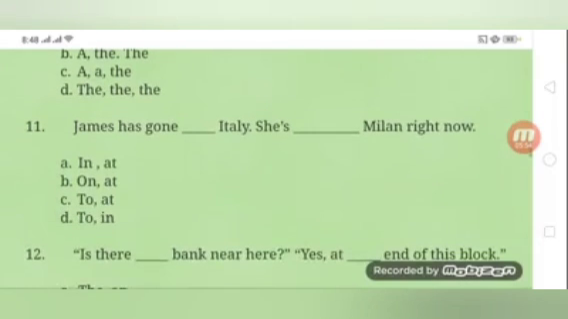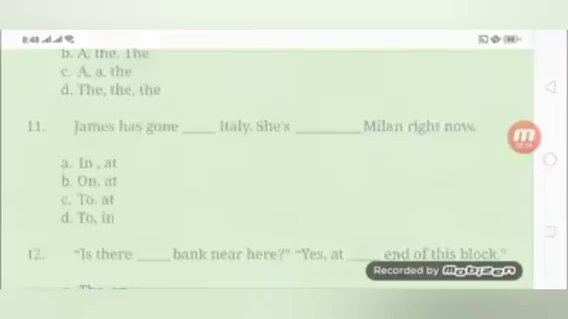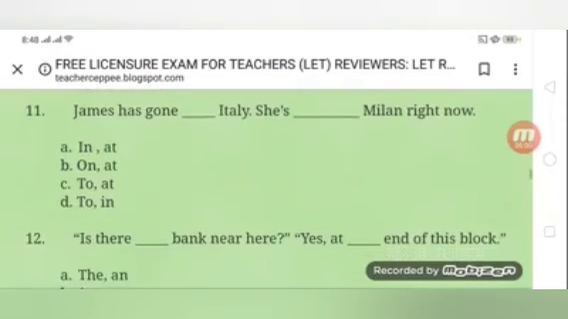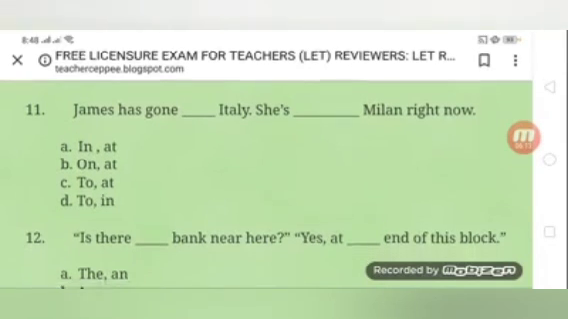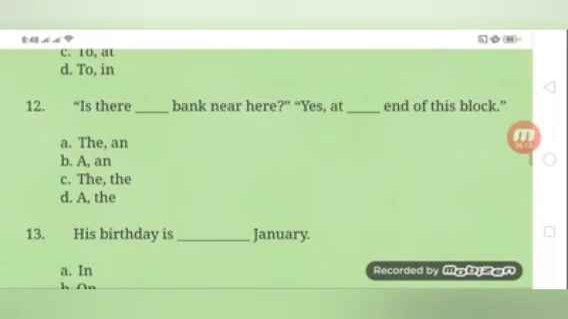Next one, number 11. James has gone to Italy. Okay, so places. Gone to places. Has gone to Italy. This is not she's. He has. Or he is in Milan right now. Okay, to and in. That's letter D. Next one.